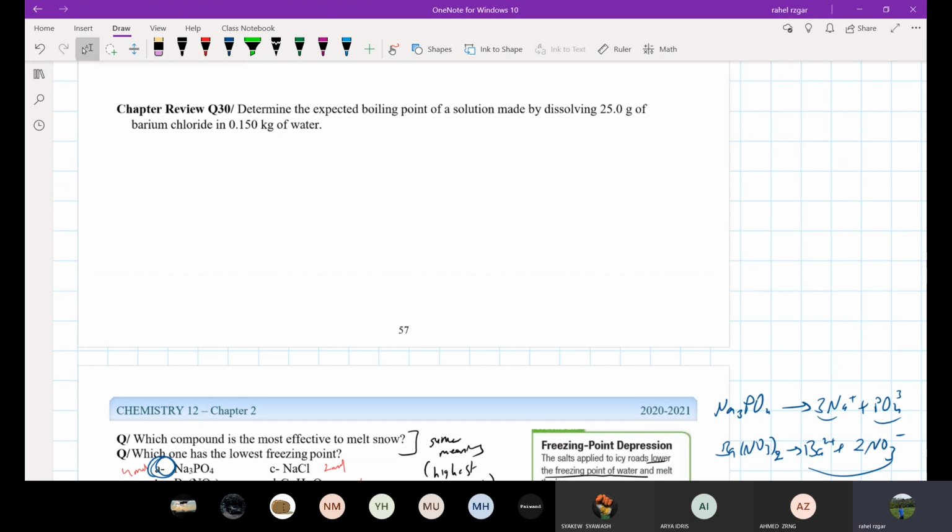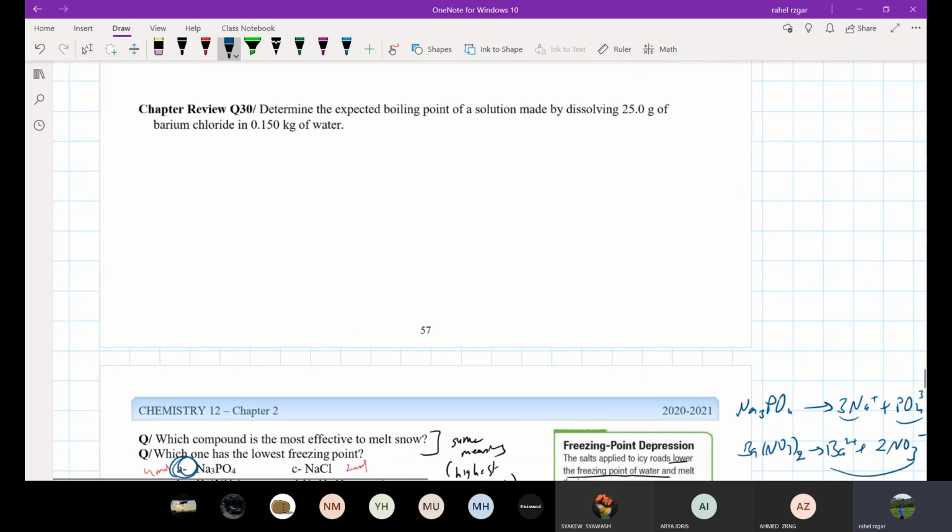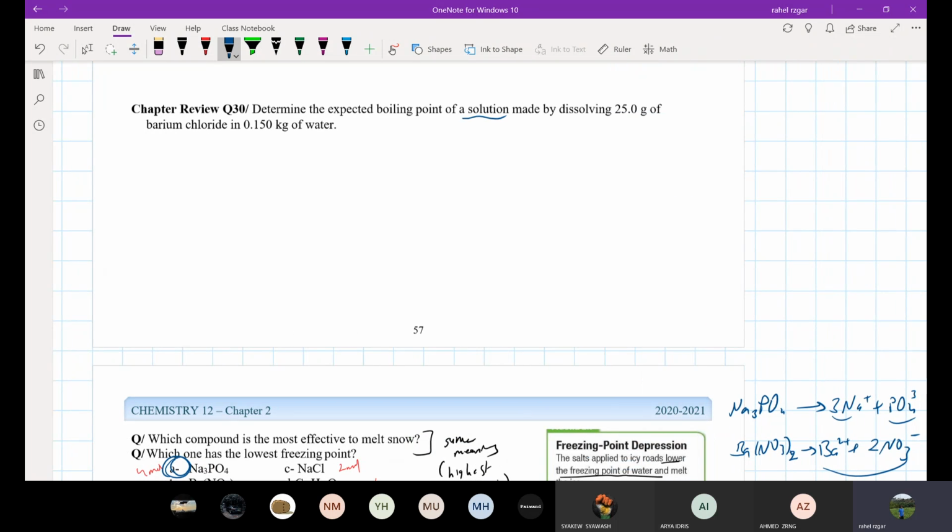Again, sir, now question review, chapter review, question 30. It says determine the expected boiling point of a solution. This time, instead of saying boiling point elevation, it says boiling point of solution. So it means the final. Find the final.